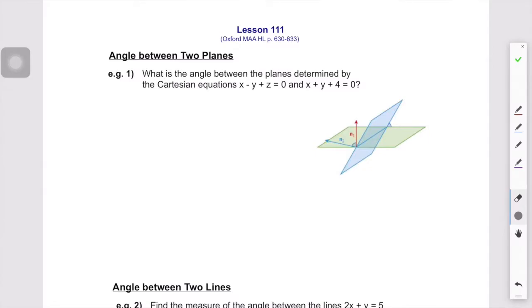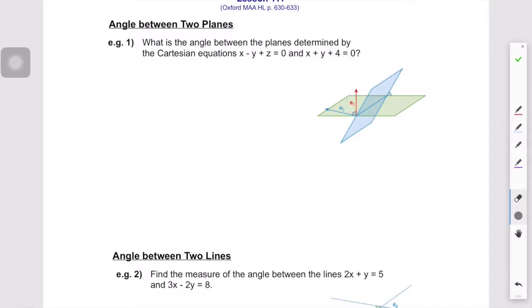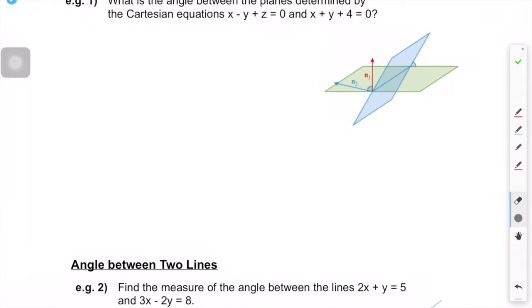Lesson 111. In this lesson, we're going to take a look at angles: how we can calculate the angle between two planes, the angle between two lines, and the angle between a line and a plane. So first off, let's consider the angle between two planes.